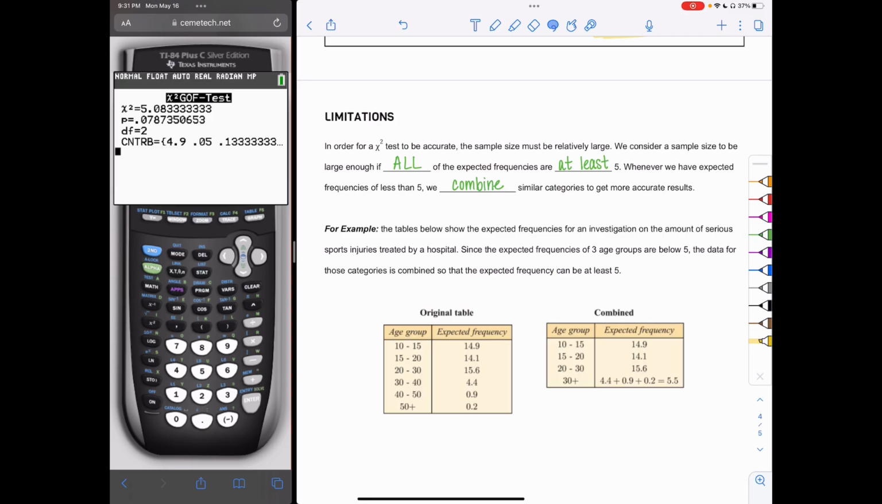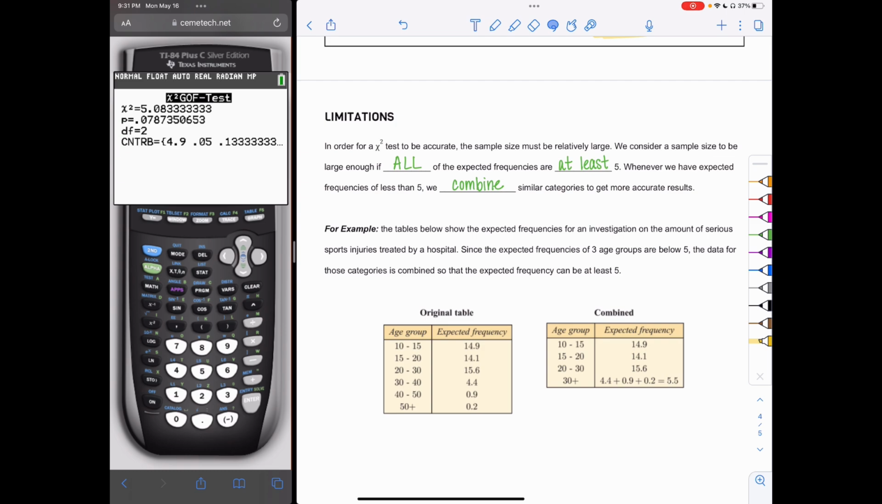So for the example below, it says the tables below show the expected frequencies for an investigation on the amount of serious sports injuries treated by a hospital. Since the expected frequencies of 3 age groups are below 5, the data for those categories will end up being combined so that the expected frequency can be at least 5 or higher.